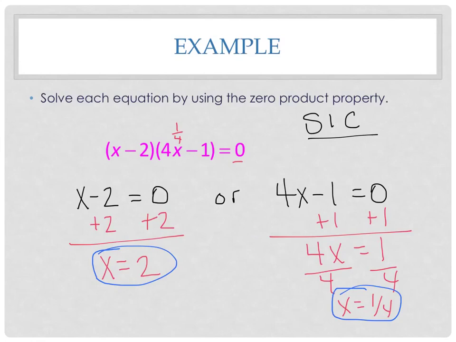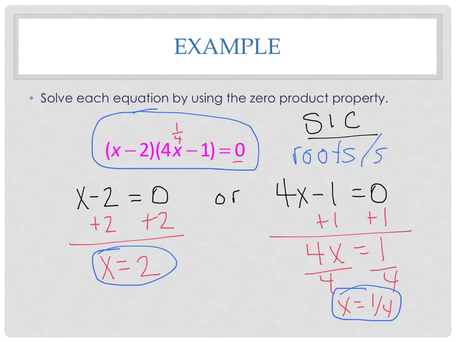Because they're x equals, that means they're going to be on the x-axis, which means they are the solutions to this particular equation, or what we would call the roots. Roots and solutions mean the same thing. And again, where are they going to find these answers? On the x-axis. Very similar to when we were solving quadratic equations.